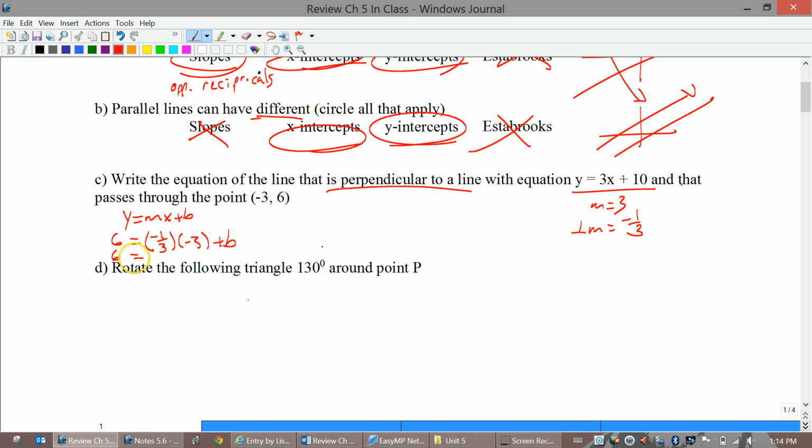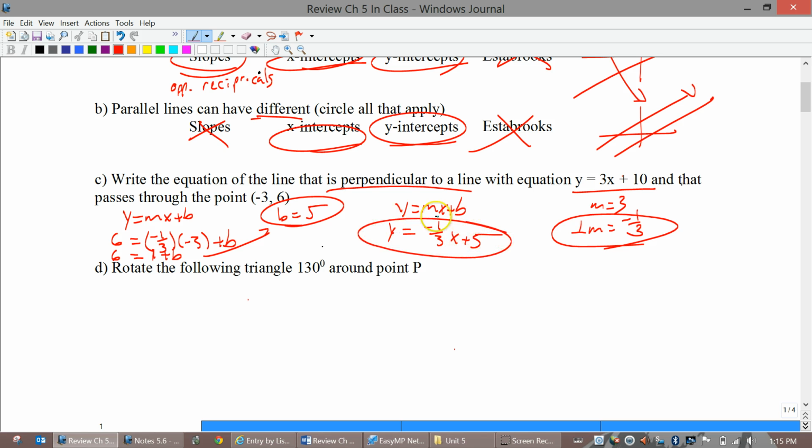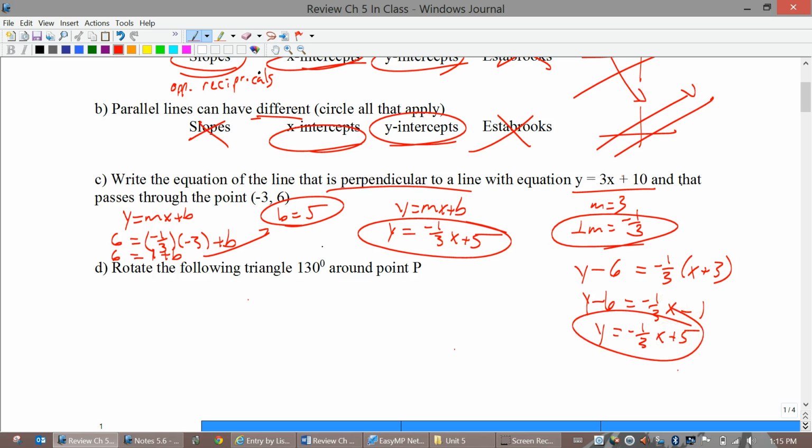Solve for b. That's 1 plus b minus 1, so b is 5. b is 5, slope is -1/3. So we put it back into y equals mx plus b: y equals -1/3 x plus 5. If you do it the other way, y minus 6 equals -1/3 x plus 3, distribute, and then it's a -1. Add 6 to both sides. It's 5. -1 plus 6 is 5.